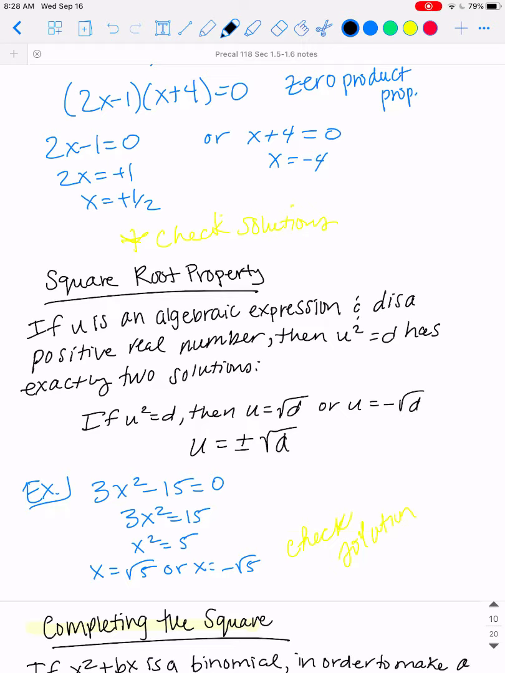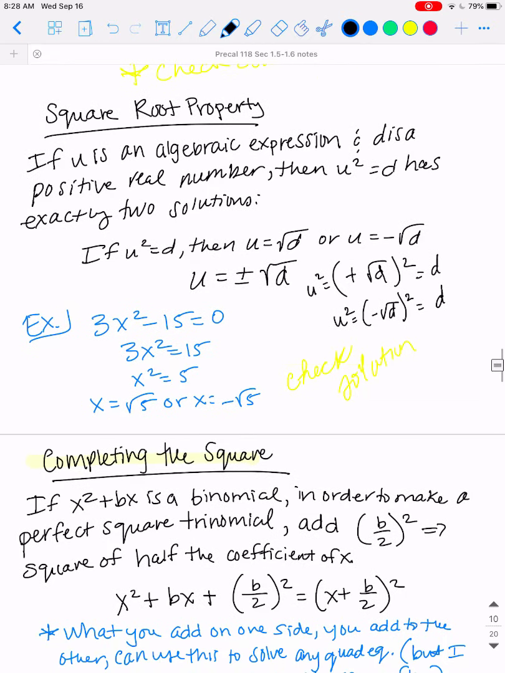That's because if our u was plus or minus square root d, when we square that, for either one, let's do plus first, we're going to get d. And for the negative, the square cancels the square root, and then our negative 1 squared is positive, so we get d.